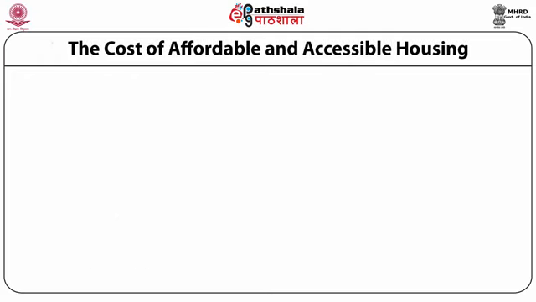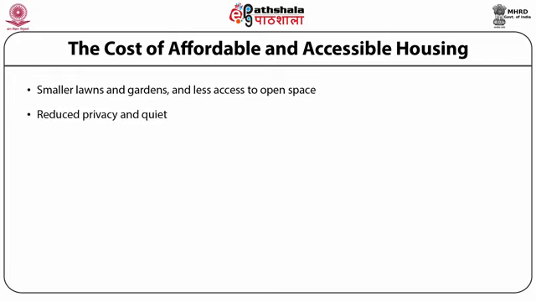Now we can discuss the costs. Affordable, accessible housing can also impose some costs. It may lead to smaller lawns and gardens and less access to open space. It may lead to reduced privacy and quiet. Residents of compact neighborhoods tend to have less visual privacy and are exposed to more noise than in suburban locations. Another cost is lost view and sunlight. Tall buildings often block views and solar access to the houses.